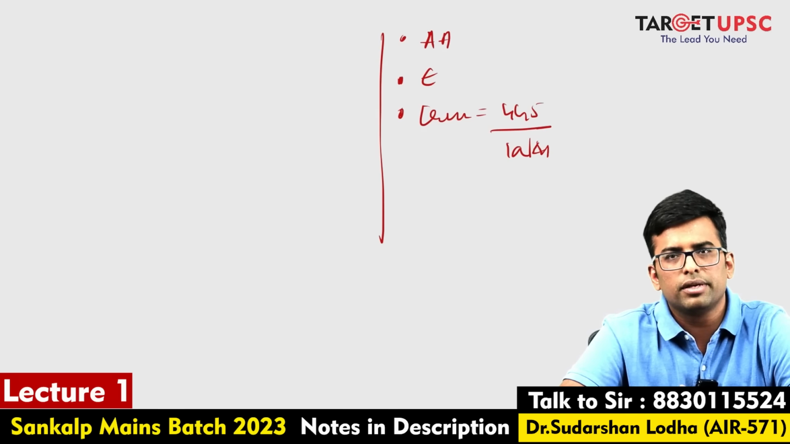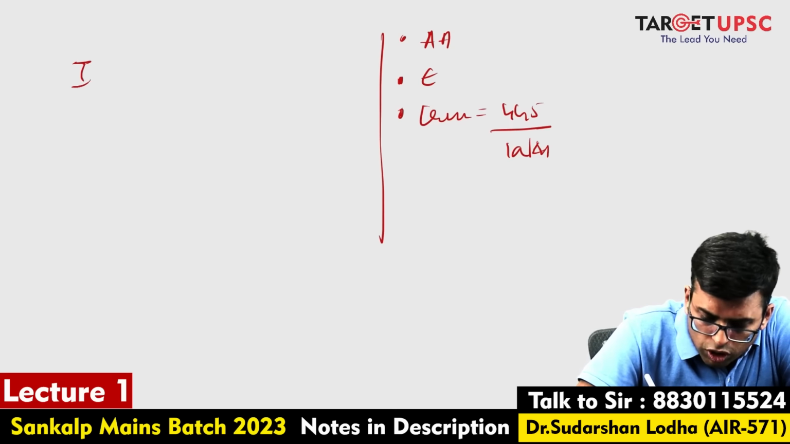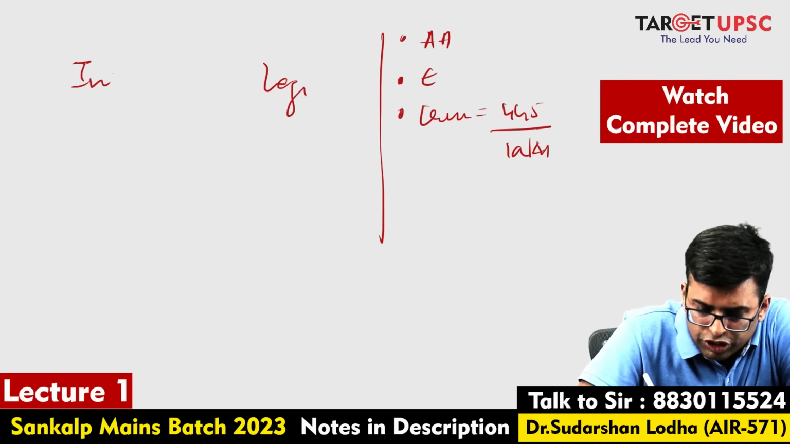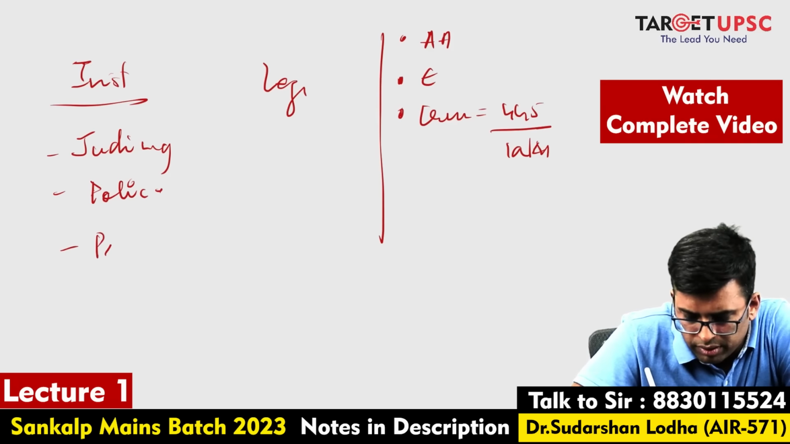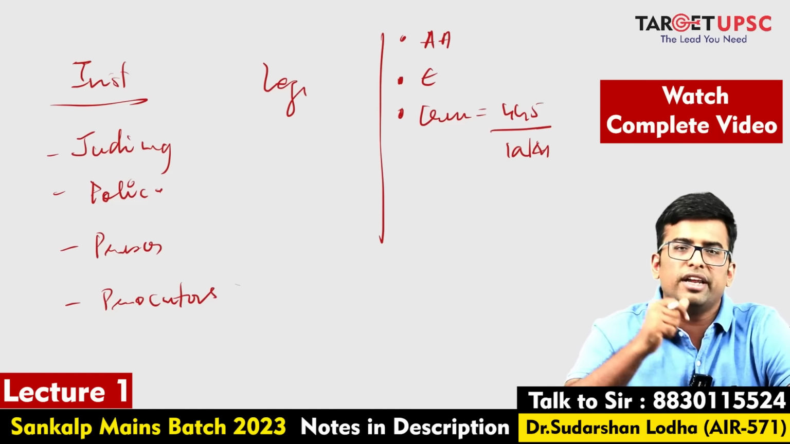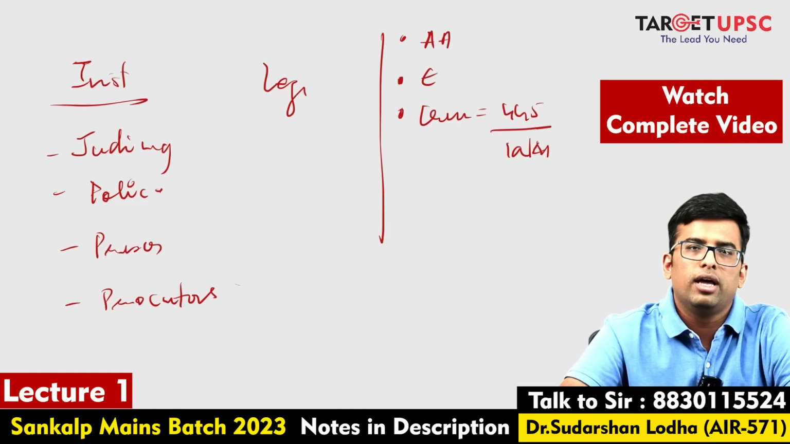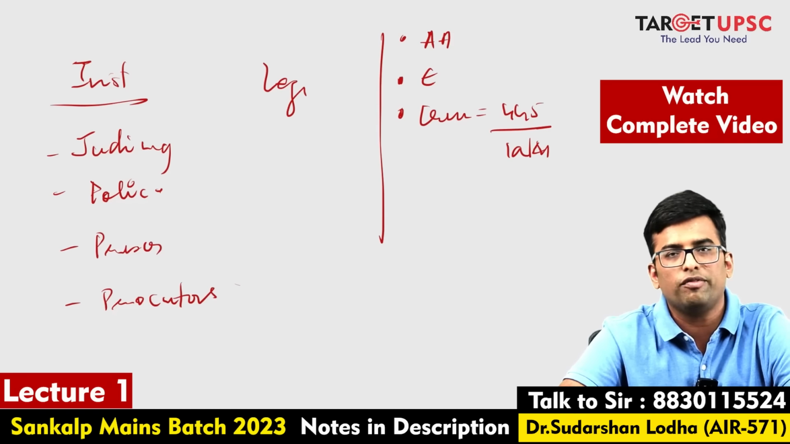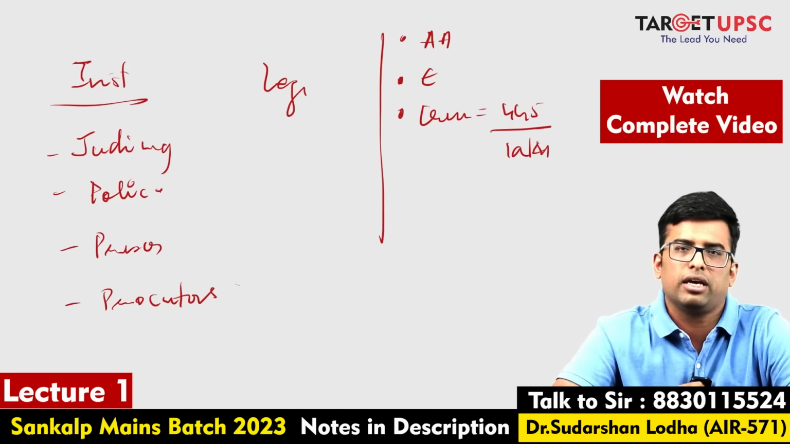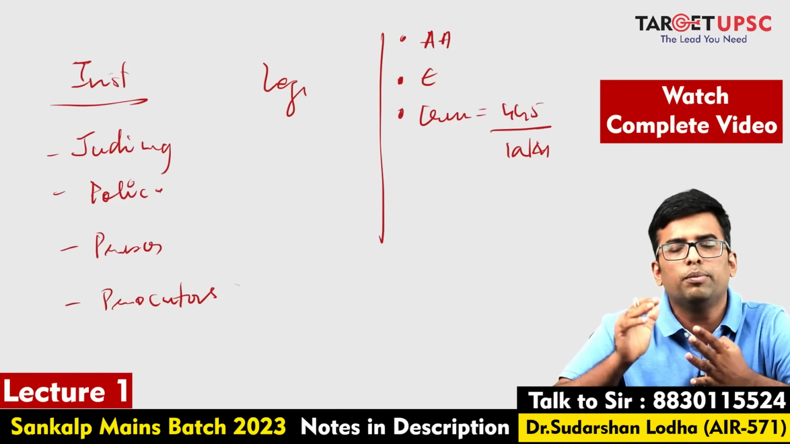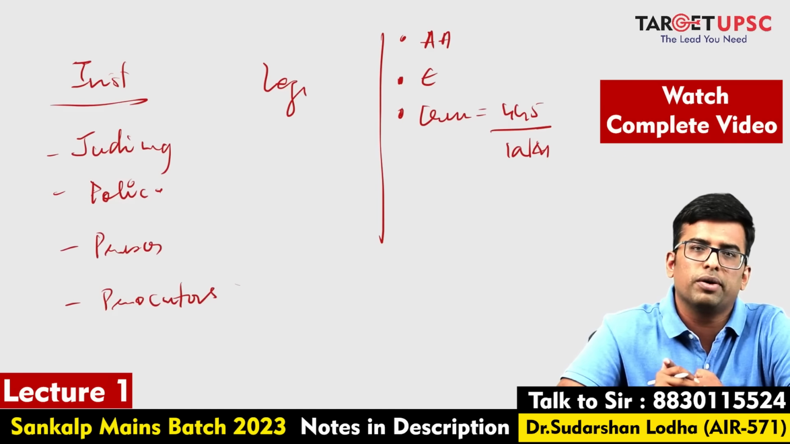It's degrading. Okay? Ab isme institutions kaun se aayenge? As I told you, it's legal framework and institution. Institution mein kya aayega? Judiciary, police, prison and prosecutors. Ye charo important hai. And if you see GS2 syllabus, sare points covered. That's why we need to study this topic. And once we study this topic, indirectly we'll be covering everything. Issues with judiciary, police, prison, prosecutors, sab kuch hum cover karenge.